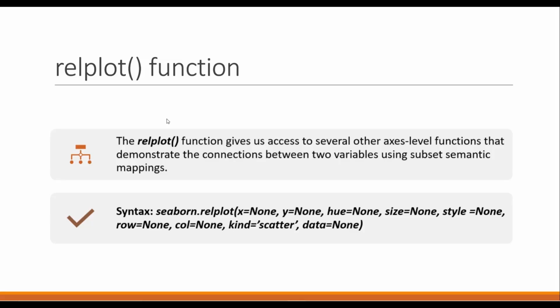The fourth and the fifth ones are row and col. These are the variables that specify subsets for different plotting facets. The next one is kind, and it specifies what kind of plot you want to draw. It has two options, scatter or line. And the last one is data. It basically defines the dataset that is being used. So now we will see different examples related to this relplot function.